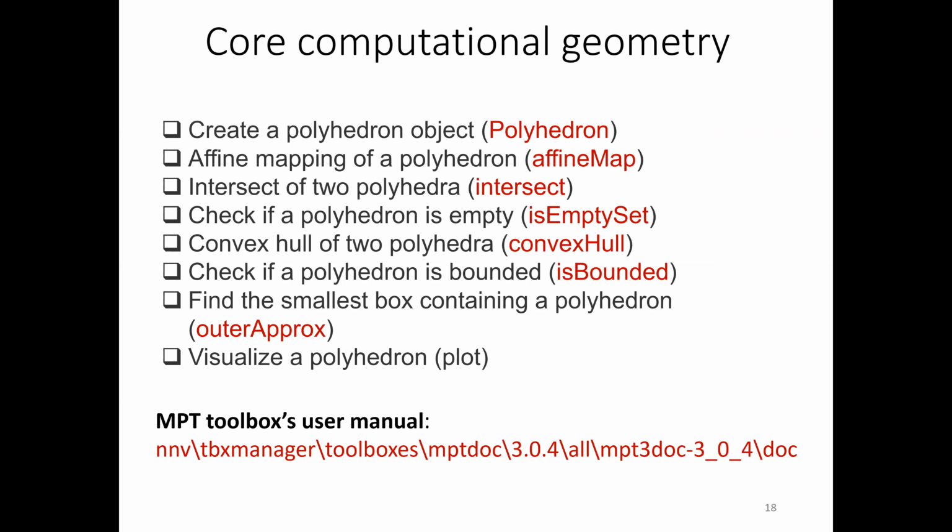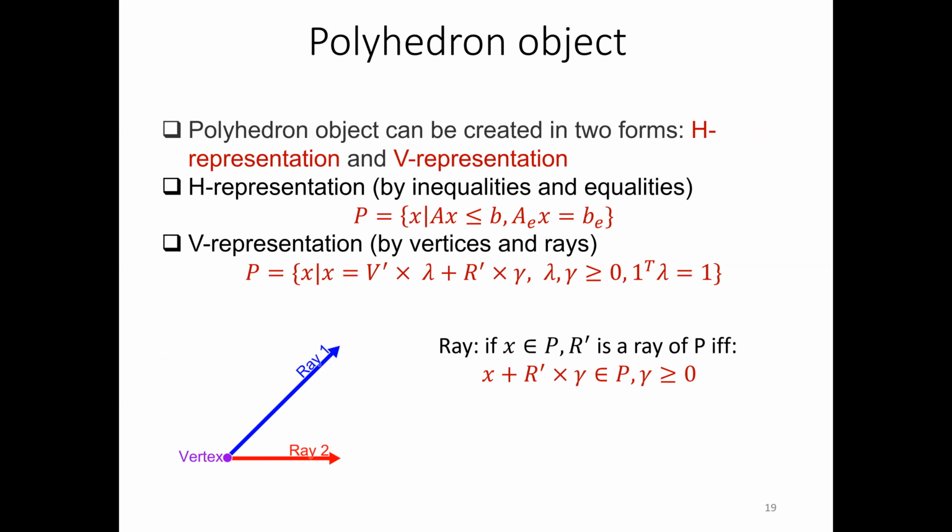Okay. Before we create a polyhedron object, you need to know that a polyhedron object can be created in two forms. The first form is called H representation, and the second is V representation. So what is H representation? H representation just represents a polyhedron using inequalities or equalities. We have two parts here. The first part is defined based on the matrices A and b, which is the inequality part. And the second one is the equality part, defined based on the matrices Ae and be.